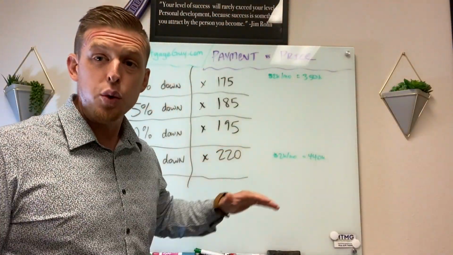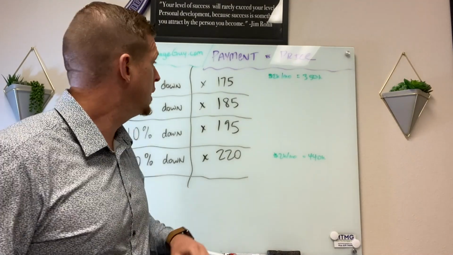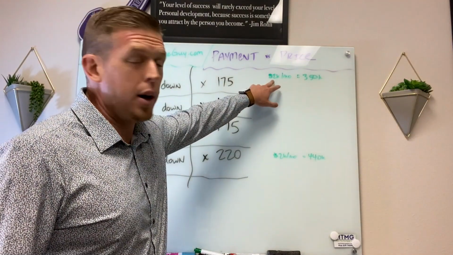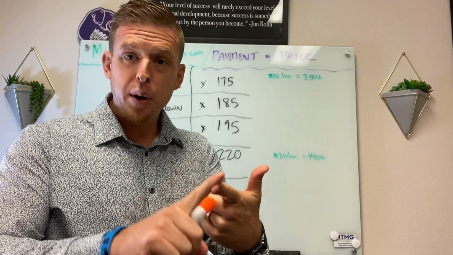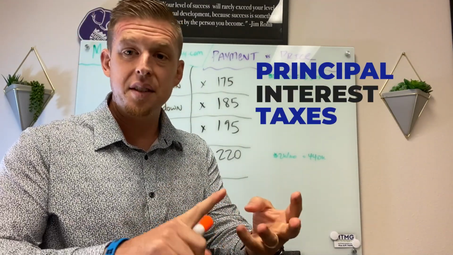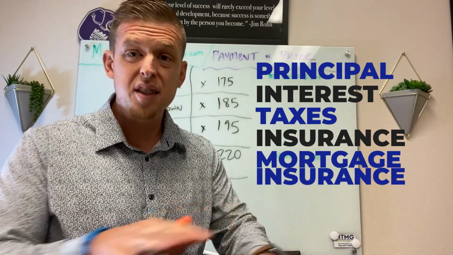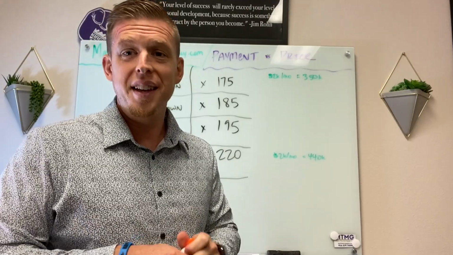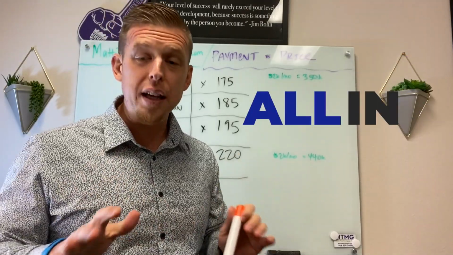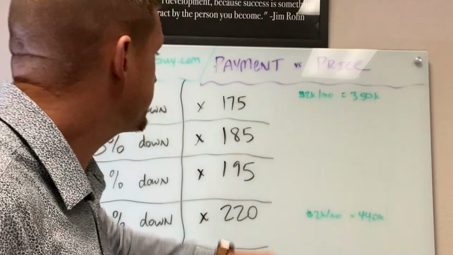Let's say that you're putting 3% down and you want a mortgage payment of about $2,000. Let's clarify: principal, interest, taxes, insurance, and mortgage insurance. This is an all-in payment. This isn't just one or the other like you'll see on some of the different sites online, right? This is an all-in mortgage payment of everything.